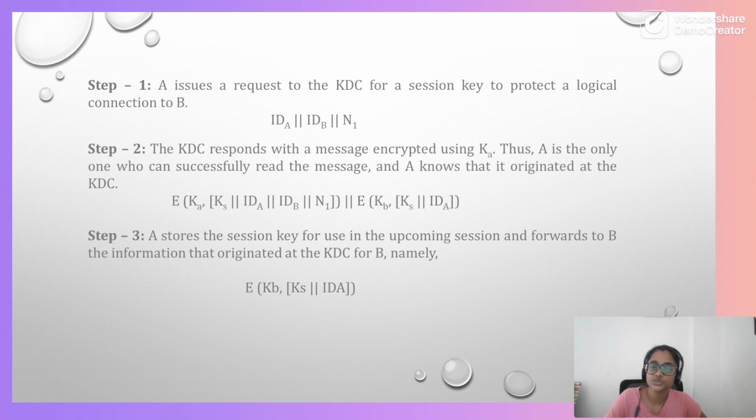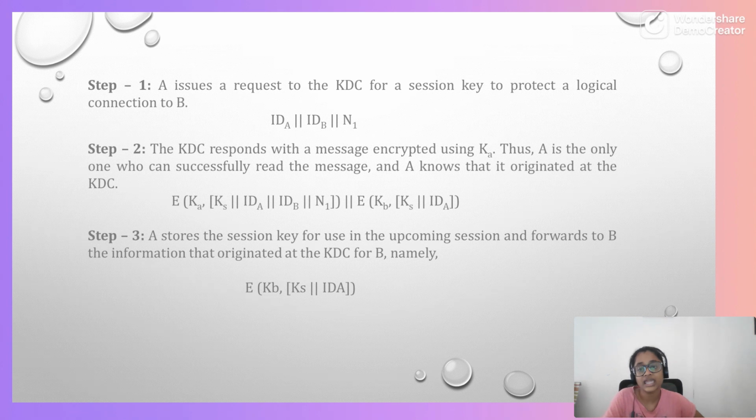Step two: the KDC responds with a message encrypted with KA. Thus, A is the only one who can successfully read the message, and A knows it originated at the KDC. So what happened, right? First, A requested the KDC for a session key, and then the KDC replied to A with the session key K, encrypted. This happened just between A and the KDC, so only those two parties know what the session key is. Okay, so that's step two.